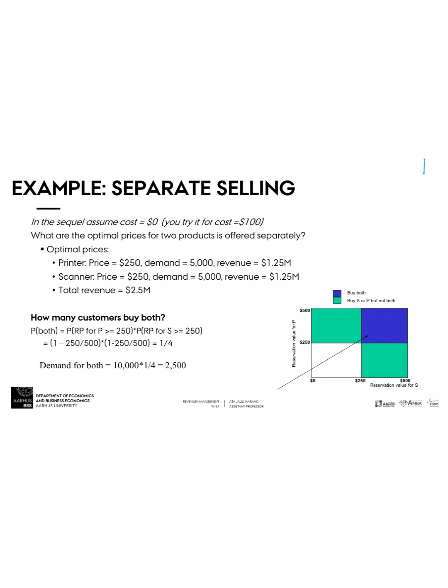For example, for the scanner, the revenue objective function is P_S times D_S, and for the printer it is P_P times D_P. So that's the revenue. We can maximize the revenue for the two products separately. In this problem, we can use either of them as an example.